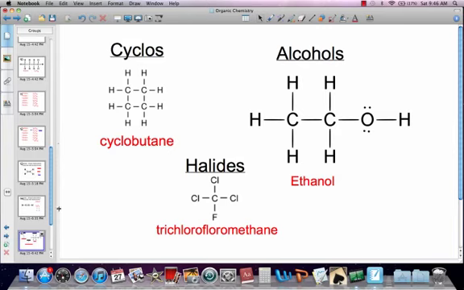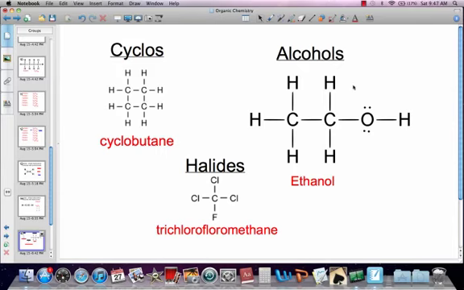Now there's other things we can do, so this is the new stuff, so pay attention. If you have your carbon chain in a continuous cycle, like a cyclo, okay, this is 4 carbons, which is butane. It's in a continuous cycle, so we call it cyclobutane. If it was propane, cyclopropane, cyclopentane, cyclohexane.